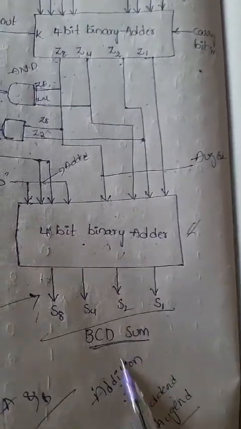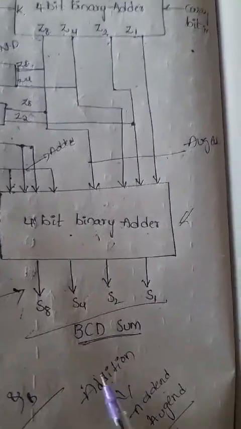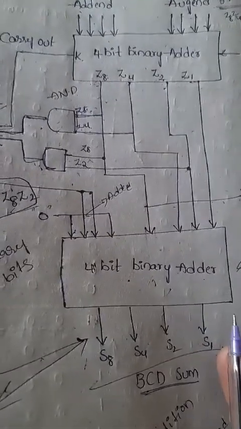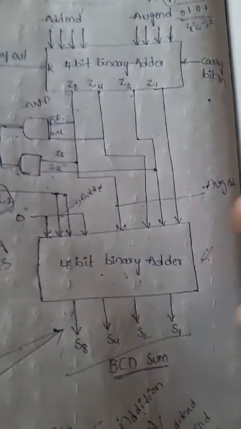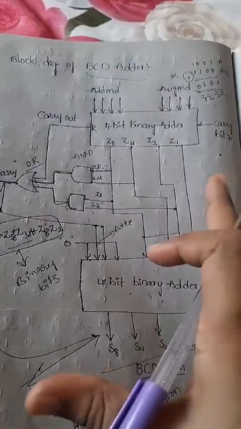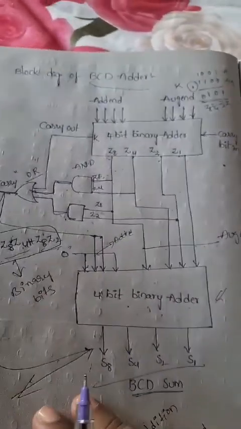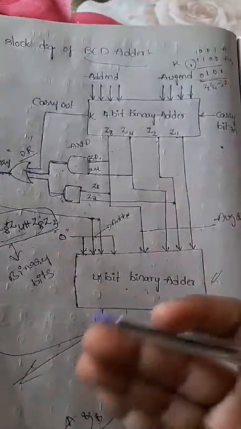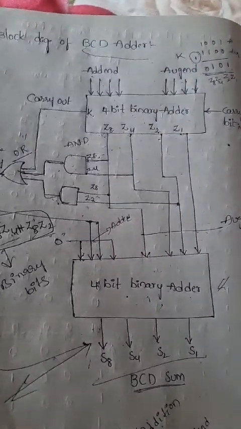So what about the carry bit here? Ultimately we got the carry bit here also. In this way we can convert the binary sum into the BCD sum. This is the procedure behind fast adders. This is a very easy concept: if you know the addition procedure, that addition procedure is just converted into a diagram.